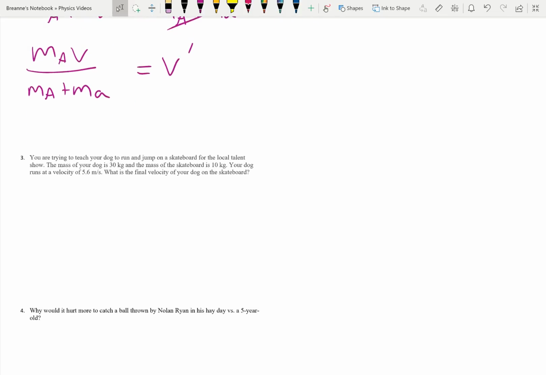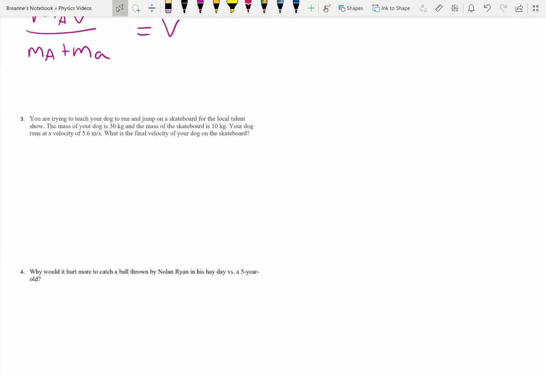Number 3, you're trying to teach your dog to run and jump on a skateboard for a local talent show. The mass of your dog is 30 kilograms. The mass of the skateboard is 10 kilograms. Your dog runs at a velocity of 5.6 meters per second. What is the final velocity of your dog on the skateboard? So let's do some givens.